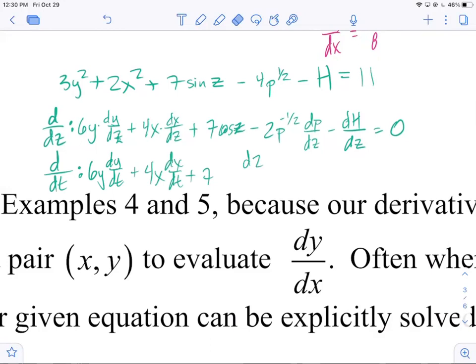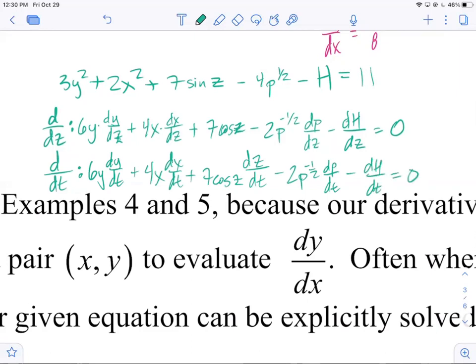Gosh dang it, I'm a doofus. I need to jump in the barrel. dz dt. Minus 2p to the negative 1/2 dp dt, and then minus dh dt, and then still equals 0.